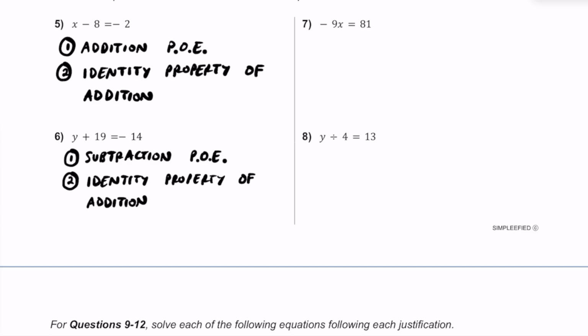For number 7, we have this equation of negative 9x is equal to 81. So how are we going to get x alone here? Well, this negative 9 is multiplying by this x. So if we want to change this negative 9 coefficient to a 1, so we have 1x, we're going to have to use the division property of equality, right? We would divide both sides by negative 9. Now, if you divide both sides by negative 9, you'd end up with 1x equals negative 9.